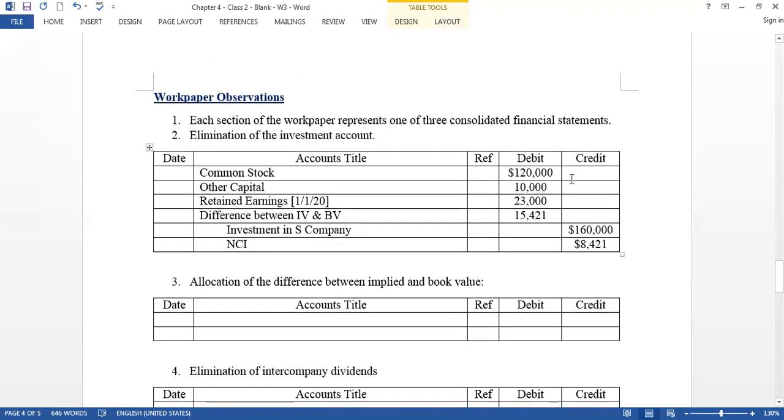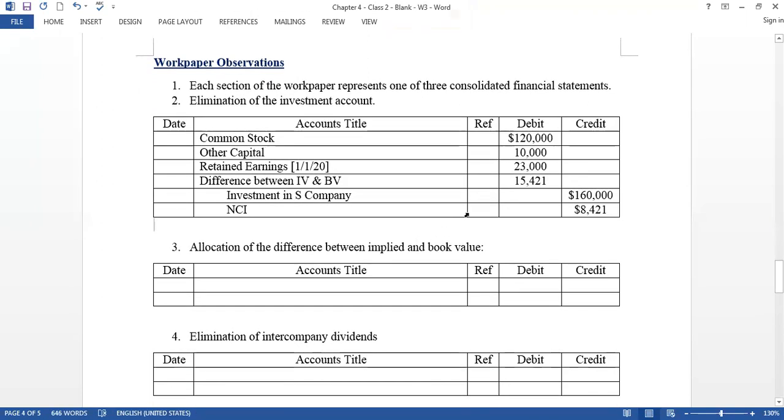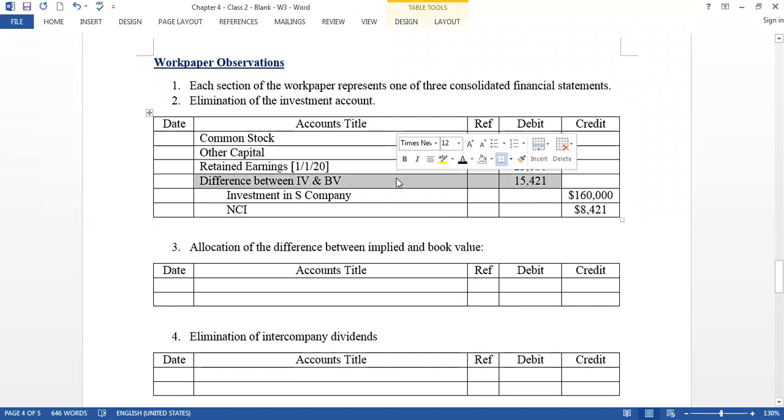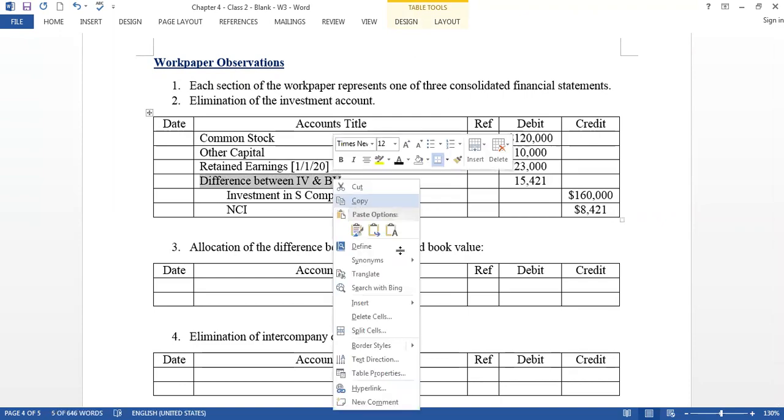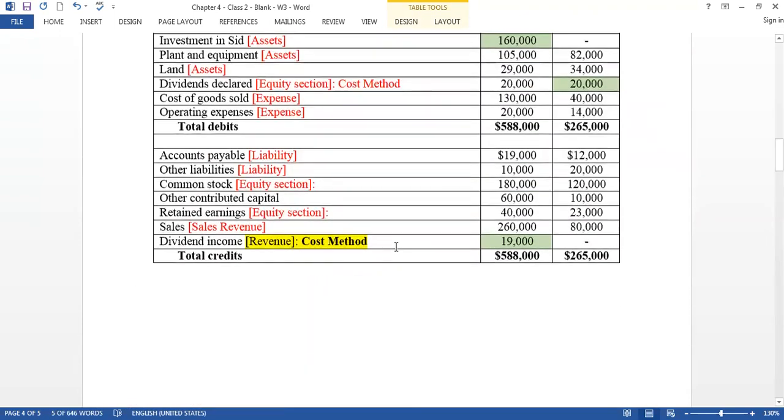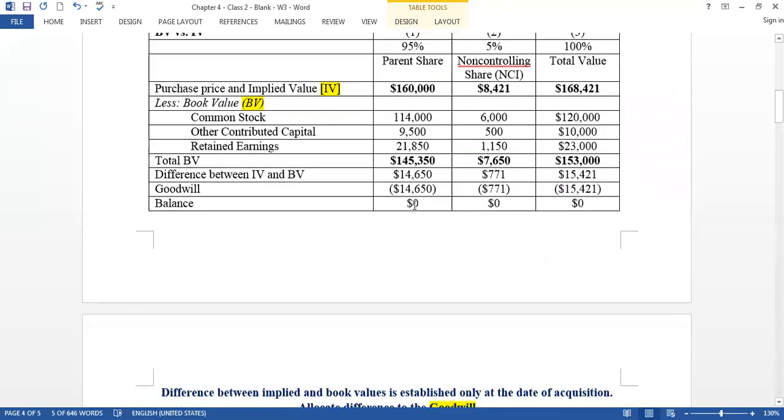Difference. Now, this is the elimination, right? This is the elimination column. Now, the question said that we allocate the difference to which account? Goodwill account, right? Look, we make the difference 0. How 0? Before we recorded debit, now we record credit and make it 0. Clear?